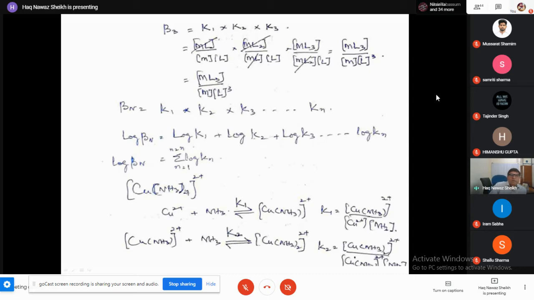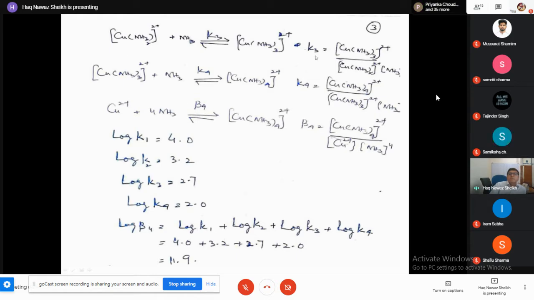An example is copper tetraamine: copper plus 1 amine. This is the first step equilibrium constant, then the second step equilibrium constant, then the third step, and the fourth step. In one step, the overall equilibrium constant is written as Cu plus 4NH3 giving the complex. The experimental values for the first equilibrium constant is 4, second is 3.2, third is 2.7. You can see there is a progressive decrease in the values of the equilibrium constant as we move from K1 to K2, K3, and K4. Beta 4 is the summation of these, and this is 11.9.